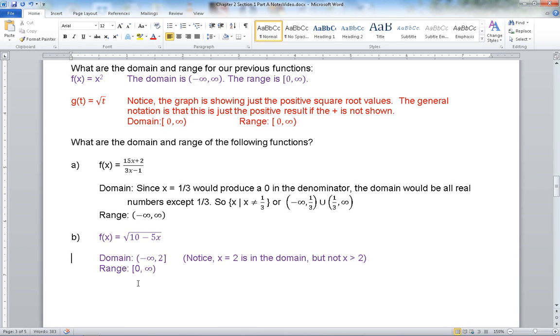If you've heard of those, we want it to be a real number. Now the range, I can get 0. Again, if I plug in 2, I would get the square root of 0 is 0. And then any positive number I can actually solve for and get. So the range turns out to be between 0 and infinity.